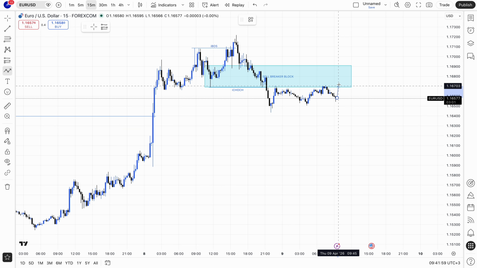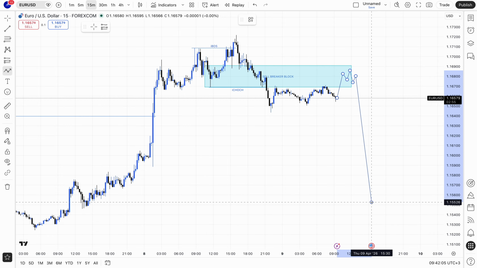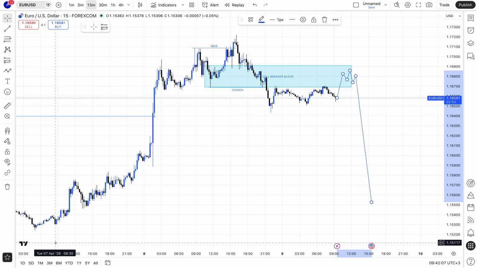Then our scenario number one will be waiting for the price to come back here. Then we look for our sell confirmation. Take out this liquidity and this liquidity to the downside.